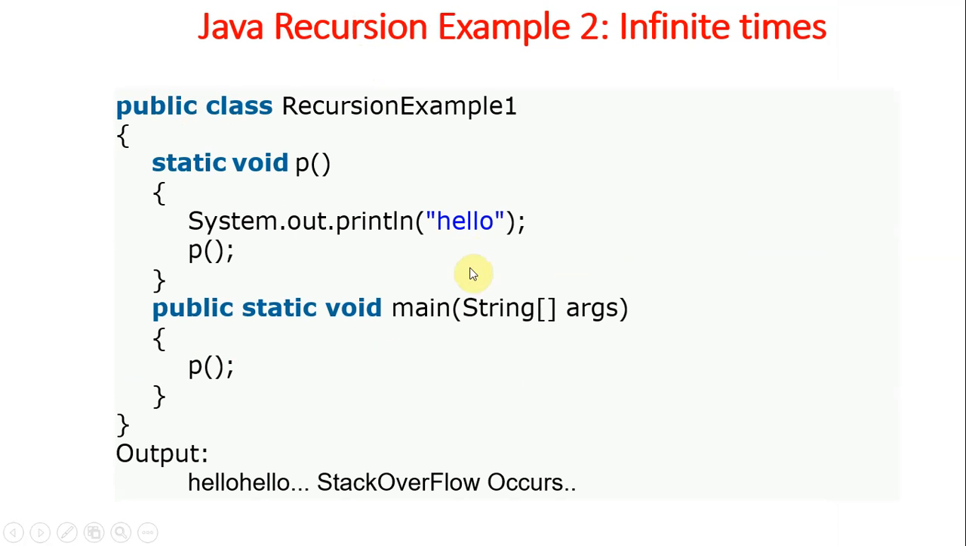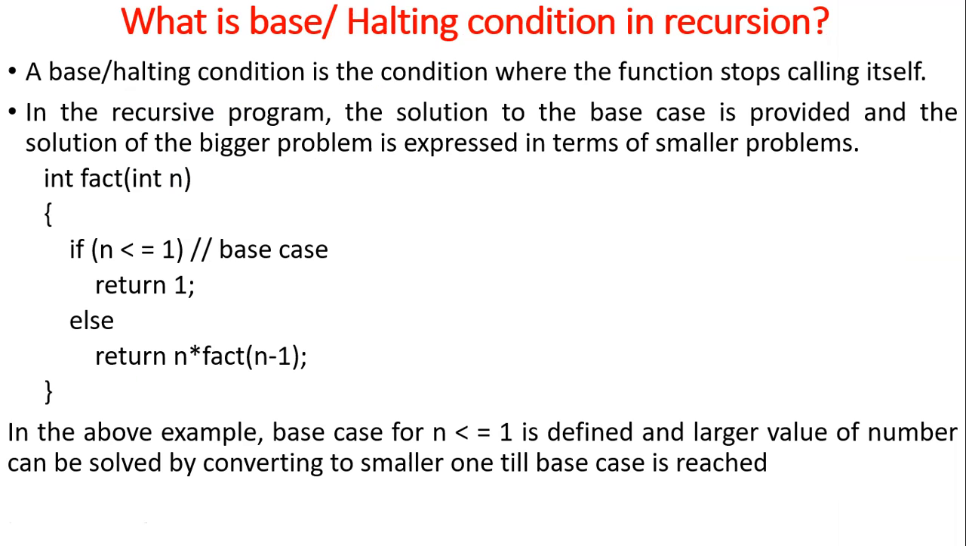If we don't have any condition, this is called an infinite recursion. So then what is that condition? That condition is also called a base condition or halting condition.